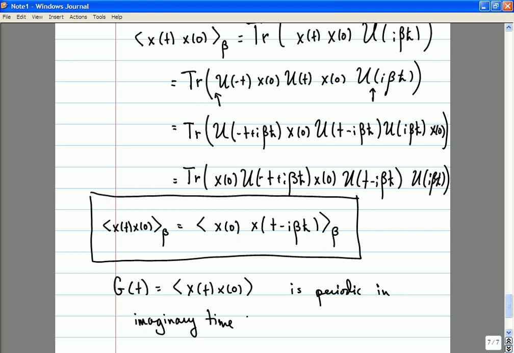So, for example, you can see that if you shifted by 2 i beta h bar, then you would get back the original ordering where x of 0 sits on the right instead of on the left. And so you see that g of t is a periodic function in imaginary time. So this is very interesting. It means that if you're studying a finite temperature system and you want to understand the response of the system to a perturbation as a function of time, then you could view that as a function of real time if you like. But you could also view it as a function of complex time. And if you did, you would find that it's a periodic function in complex time.